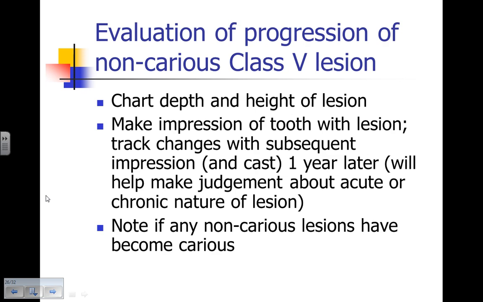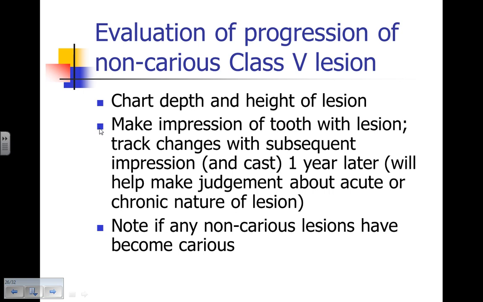How do we evaluate the progression of this non-carious class 5 lesion? Well, first off, we can chart the depth and height of the lesion using our periodontal probe, making a note as to how deep it is in its deepest region, and what the occlusal-gingival and incisal-gingival height of this class 5 non-carious cervical lesion is. We can make an impression of the tooth that has the lesion. We can track changes with a subsequent impression and cast a year later.